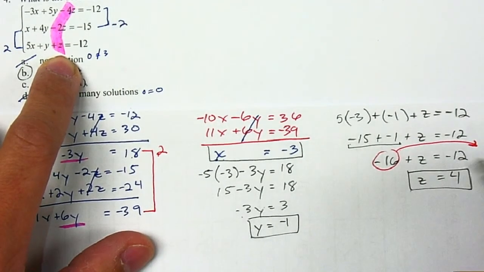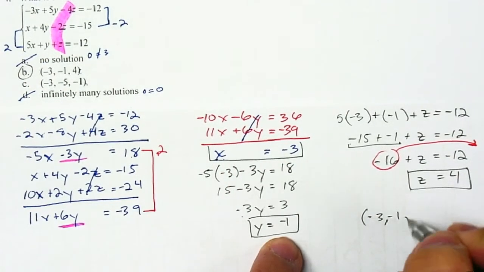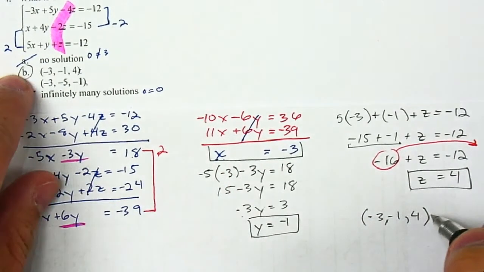And now we have all three variables. I have negative 3 for x, negative 1 for y, and then 4 for z, which matches up again with B.